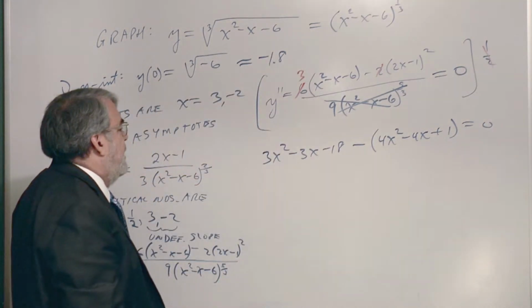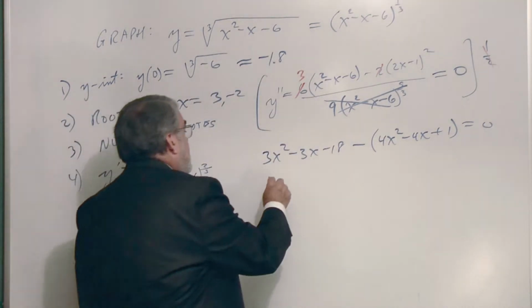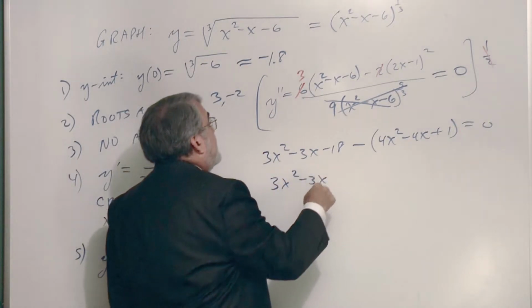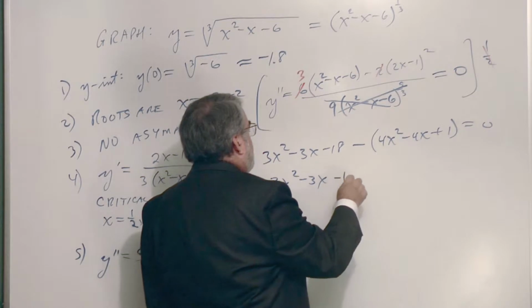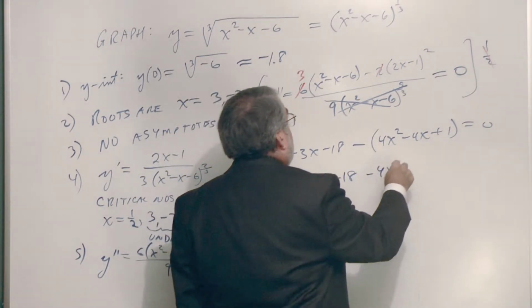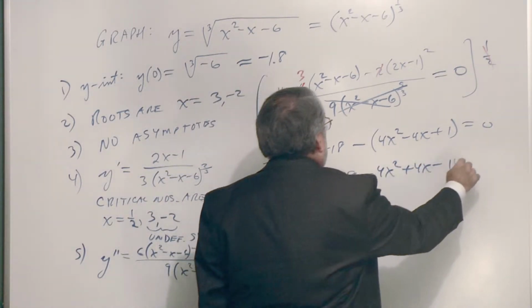Alright, so let's combine terms. 3x squared minus 3x minus 18 minus 4x squared plus 4x minus 1 equals 0.